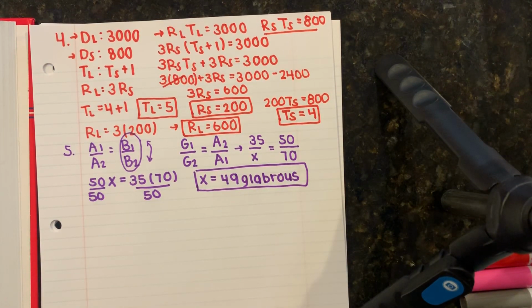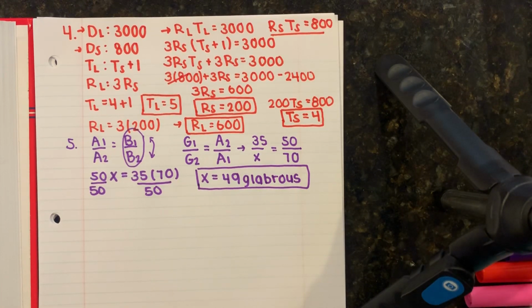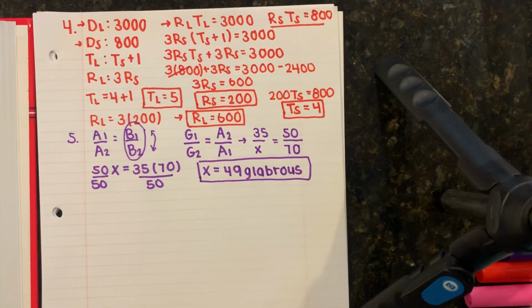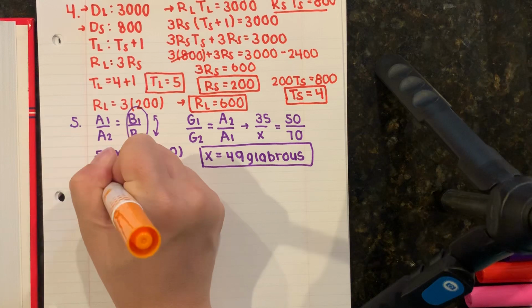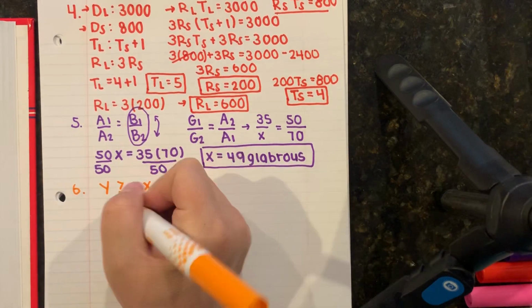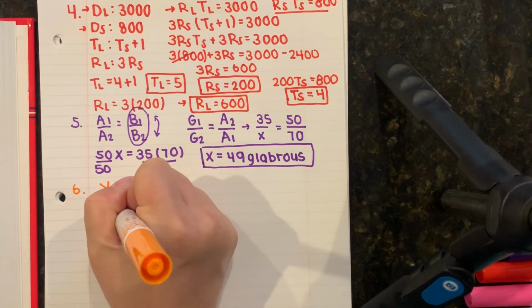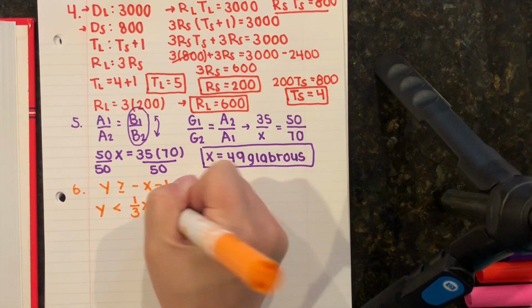Okay, so that's number 4 and 5. Those are your 2 word problems. Now we're going to look at number 6 and 7. These are your new problems. So number 6, I'm going to write out my 2 equations. So I have y is greater than or equal to negative x minus 1, and I have y is less than 1/3 x plus 1.